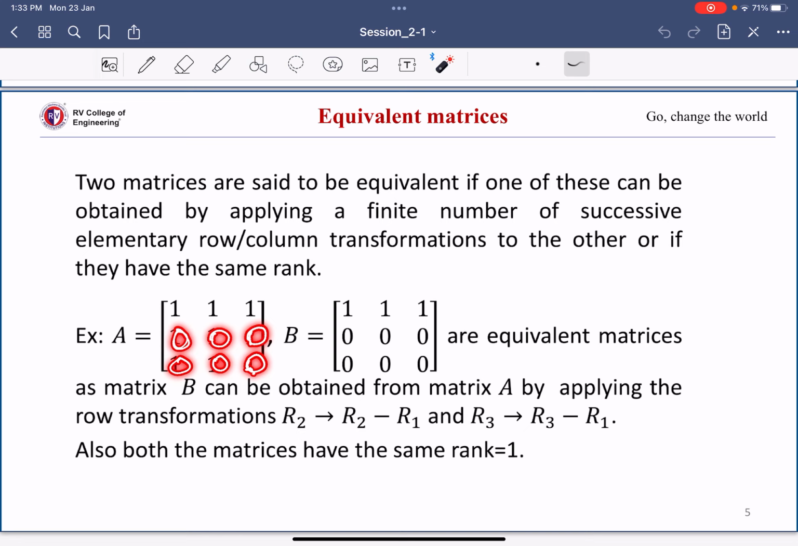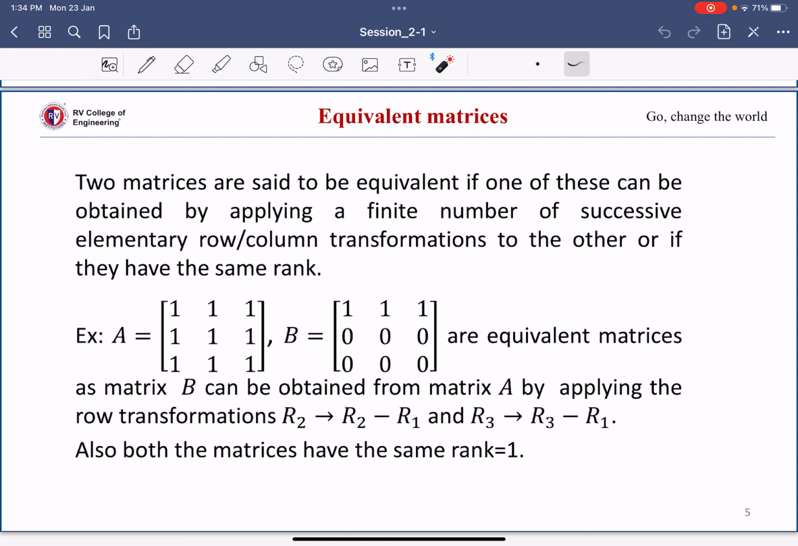Rank is the number of non-zero rows. So both the matrices have the same rank, which is equal to 1. Of course, I can reduce this matrix A to echelon form. So this is the echelon form of the matrix. And the number of non-zero rows is only 1 because the last 2 rows are completely 0. So both the matrices A and B have the same rank. Hence, they are called equivalent matrices.